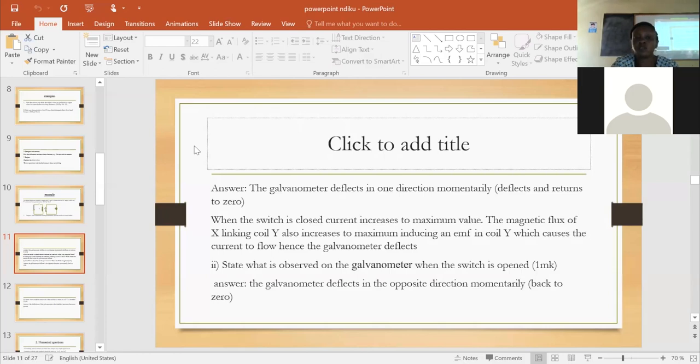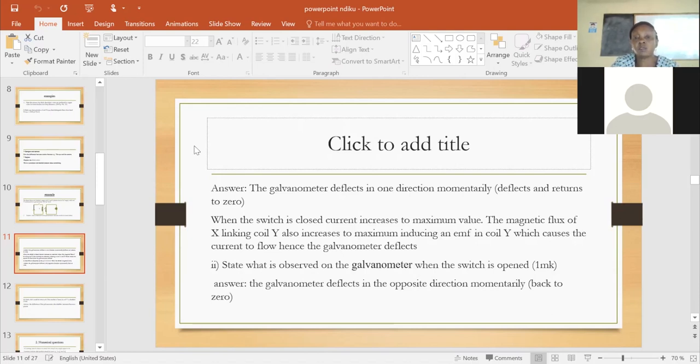So when the switch is closed, the current increases to maximum. The magnetic flux in coil X linking coil Y will also increase to maximum, and this induces an EMF in coil Y, which will cause the current to flow, and the galvanometer deflects.